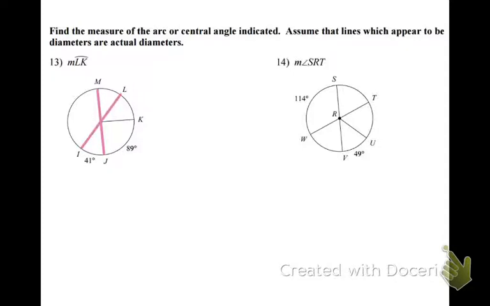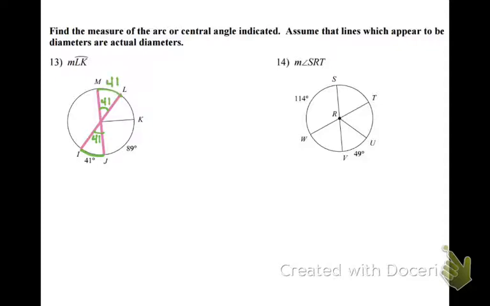Alright, so diameters cut the circle completely in half. So you can do this a couple different ways. What relationship do these two angles have together? Congruent. They're congruent. Why? What's their relationship? Yeah, vertical angles. So because the arc is 41, that means the angle is 41, which means this one's 41, which means this one's 41.